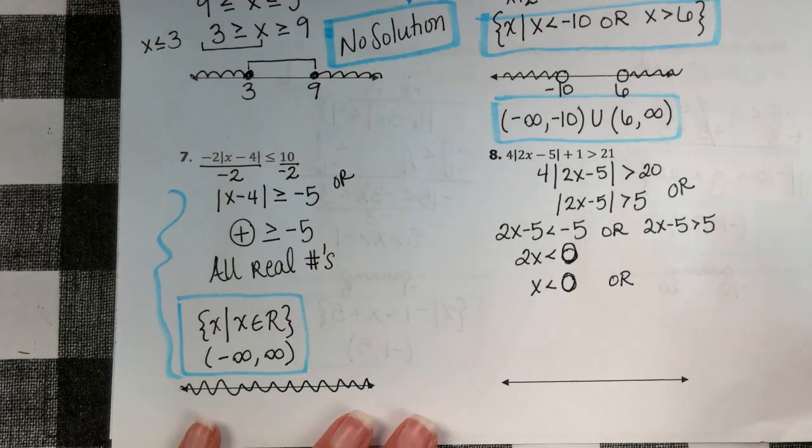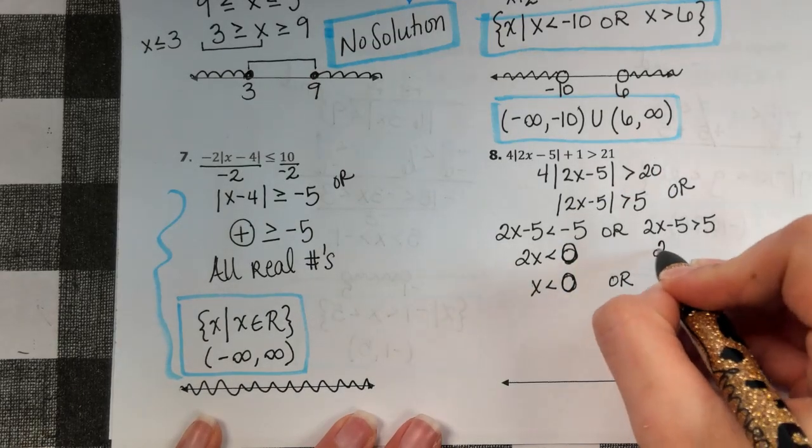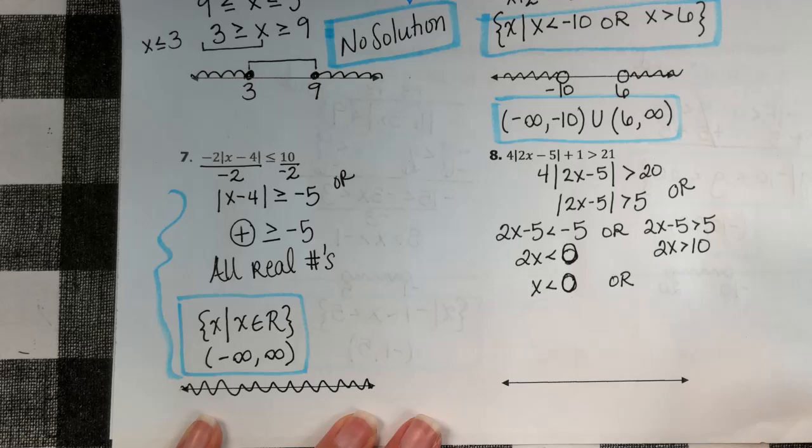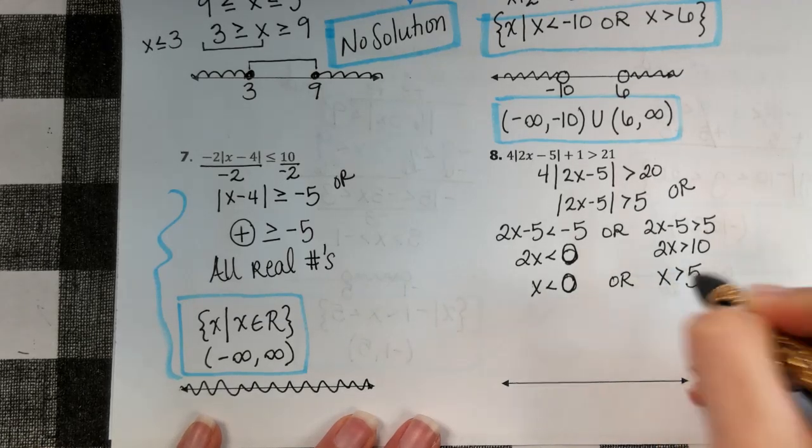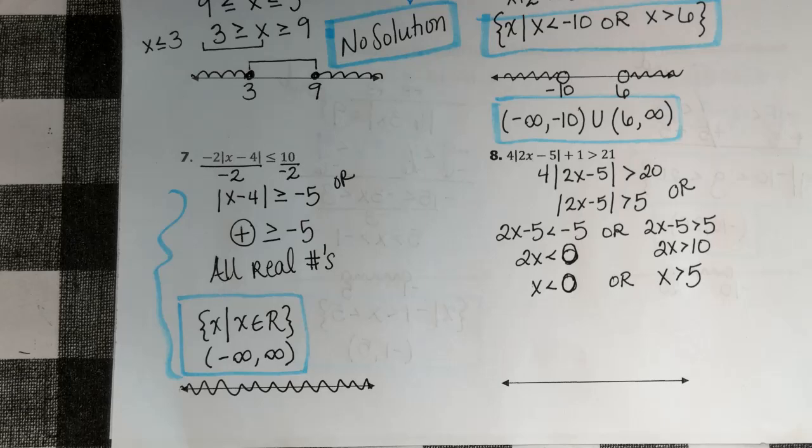Okay. All right. Add your 5 and 2x is greater than 10. Divide by 2. You get x is greater than 5. Now I've heard a bunch of no solutions. You can graph that. 0 is a valid number on the number line. 0 does not mean no solution.